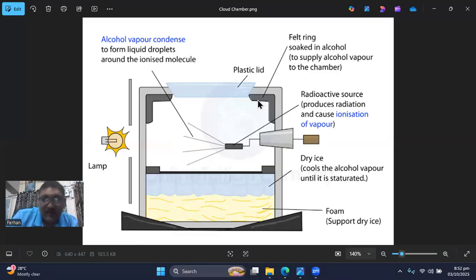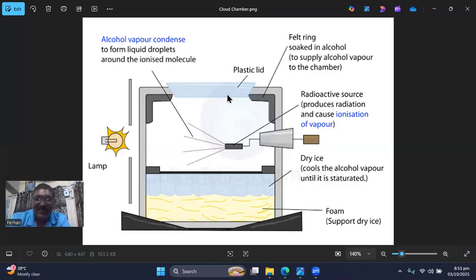Because the temperature of those vapors will decrease due to the dry ice, they will attach themselves to those ionized air particles. The vapors will attach themselves to the ionized air particles. And when the light passes through them, they will spark, they will produce this spread of light when the light beam passes through them. So when you see from the top, you see sparks. This is the cloud chamber.